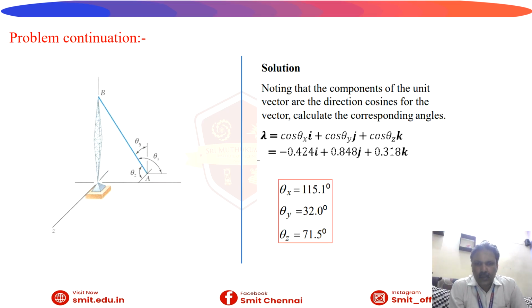Now again, this problem, noting that the components of the unit vector are the direction cosines for the vector, calculate the corresponding angles. What you are getting means lambda is equal to cos theta x i plus cos theta y j plus cos theta z k. What you got in the previous one, just substitute the values. What is cos theta x, cos theta y, cos theta z? Just substitute and find the angles also.